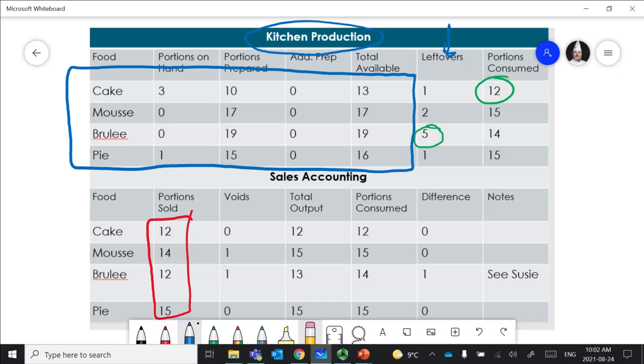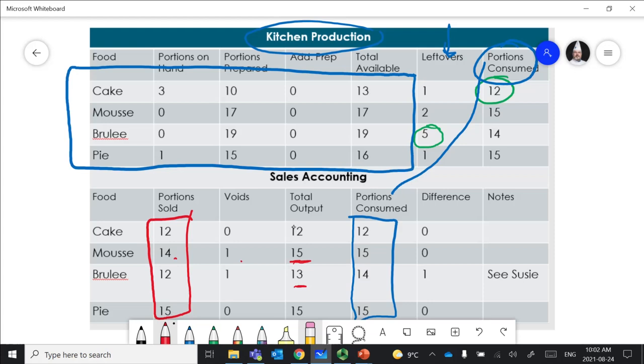Now, total portions consumed comes down here, right? So in the sales report from the POS system, we had 0 voids on cakes. We had 1 mousse that was voided and 1 brulee that was voided. So total output from POS system is 14 plus 1 is 15, right? 12 plus 1 is 13, 15 plus 0 is 15, right?